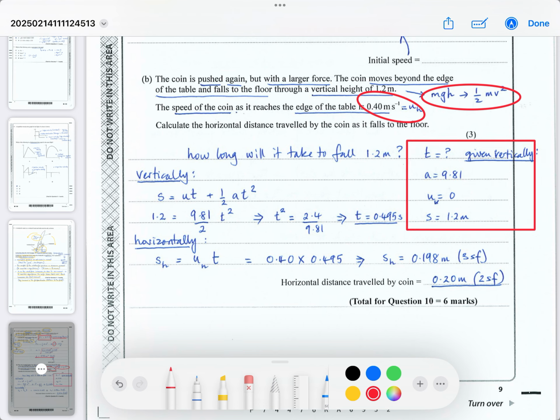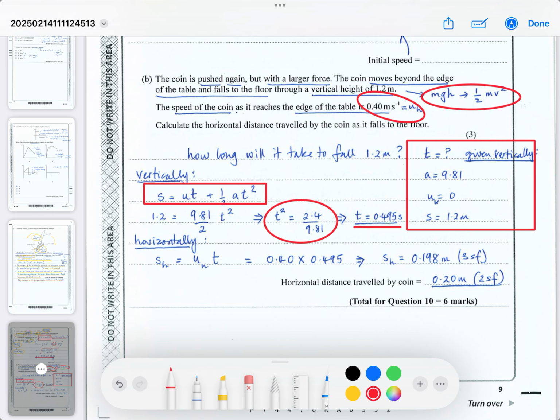So vertically, we want to work out how long it will take. So t is how long will it take to fall 1.2 meters? It's always the same. If we ignore air resistance, a is 9.81, u is 0, and s is 1.2 meters, the height of the table. So once you know what you're given, you can then use s equals ut plus half at squared to work out the only missing value, which is t, and therefore t squared will be equal to 2.4 over 9.81, which gives you a time of just under half a second.